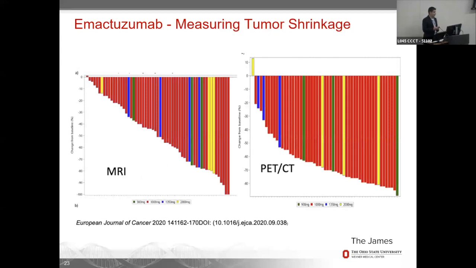Another waterfall plot, and you see all the responses in most of the patients. It is color coded by the dose they used, because it was a trial that tried to escalate the dose as much as possible. As you can see, basically most patients have shrinkage of their tumor.